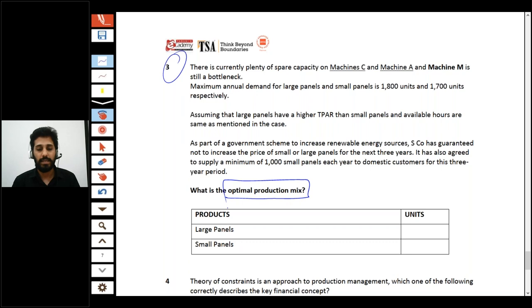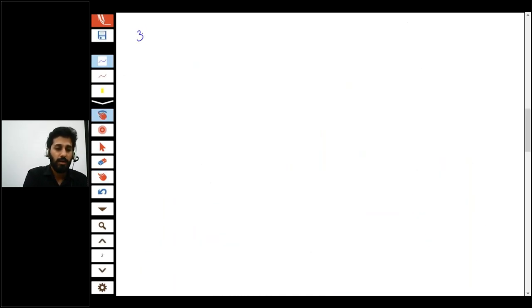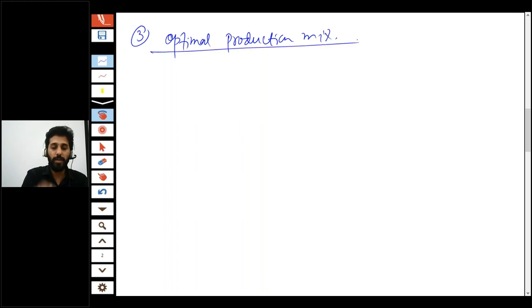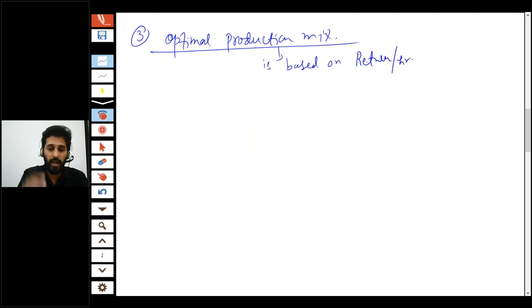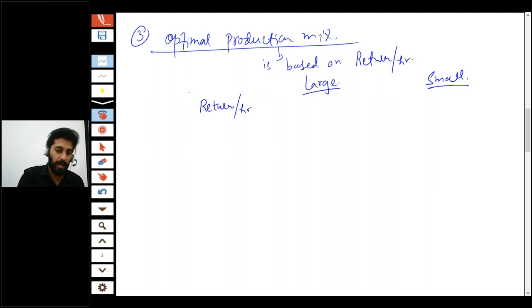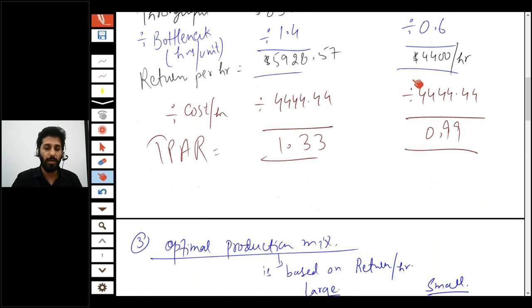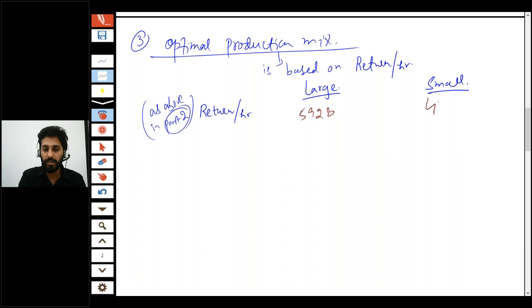Now, question number three: what is the optimal production mix? The optimal production mix is based on return per hour, or you can say the TPAR, for large and for small. As above in part two, we had calculated 5928 and 4400. So obviously the large would be ranked first and the small would be ranked second.